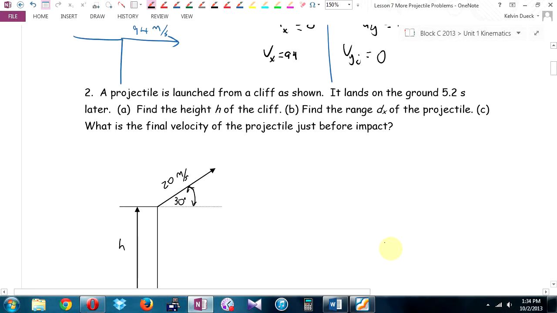So, example 2. A projectile is launched from a cliff as shown. It lands on the ground 5.2 seconds later. A, find the height. B, find the range.